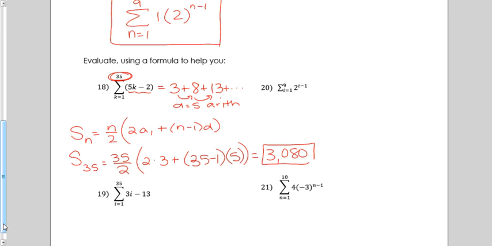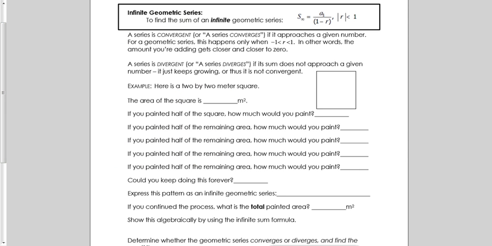We're going to skip the rest for now, and we'll come back and look at them in class. All right, the last bit in the notes here comes to infinite series. An infinite series means it doesn't end. It keeps going forever. We're going to find infinite geometric series, and we're going to find the sum of them.